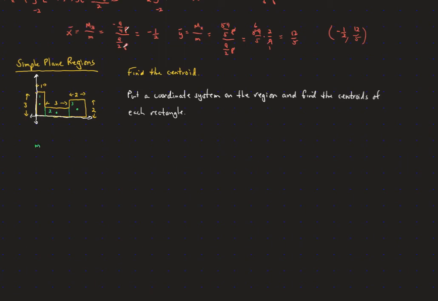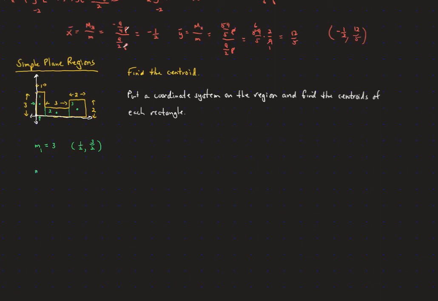So the mass for that first rectangular region is going to be its area, and that's 1 times 3, so that's going to be 3. And its coordinates are going to be where that center of mass is, that halfway point there, so that's going to be at 1/2, and halfway there, which is going to be 3/2. So there's our first mass.